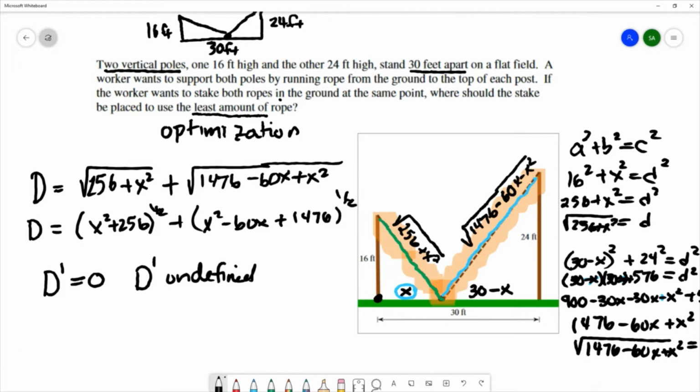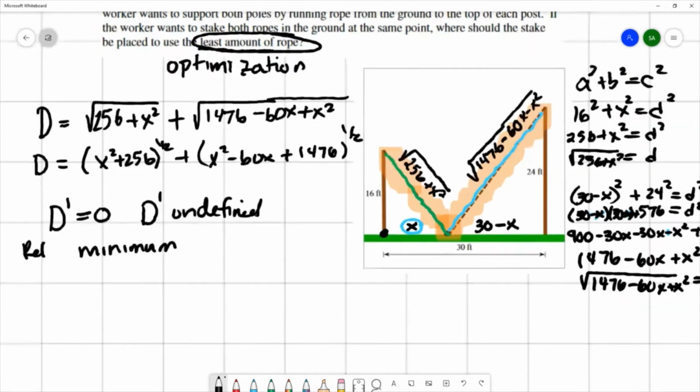And then we want to test those critical numbers to see if they will provide us a relative minimum, and we're looking for a relative minimum because we're looking for the least amount of rope. So let's calculate the derivative of our function.